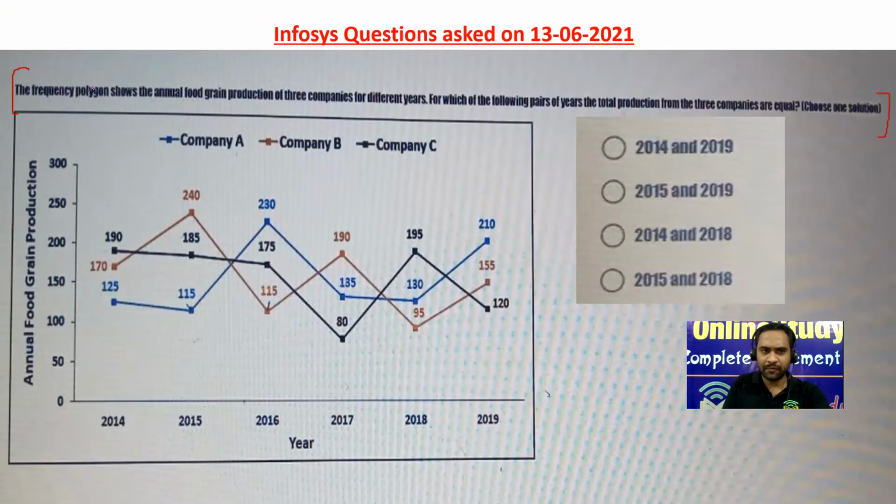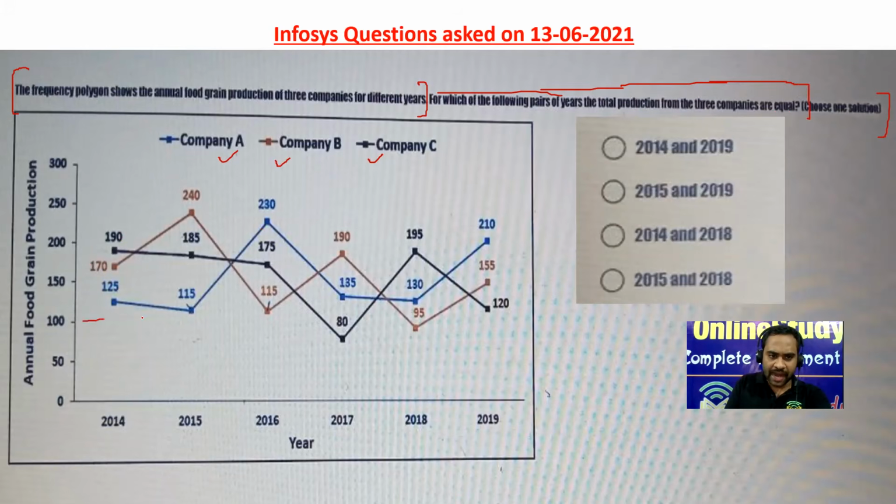So please listen carefully. The frequency polygon shows the annual food grain production of 3 companies for different years. Okay. So friends, actually this frequency polygon shows the annual food grain production of 3 different companies for 3 different years. We have company A in blue color, company B in red color, and company C in black color. Now, for which of the following pairs of years is the total production from the 3 companies equal?